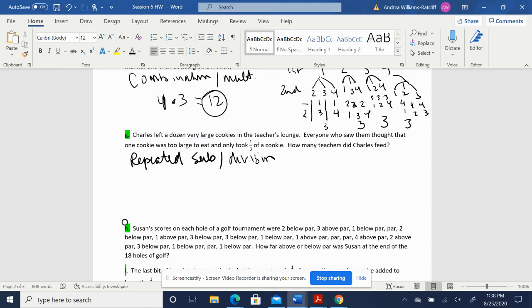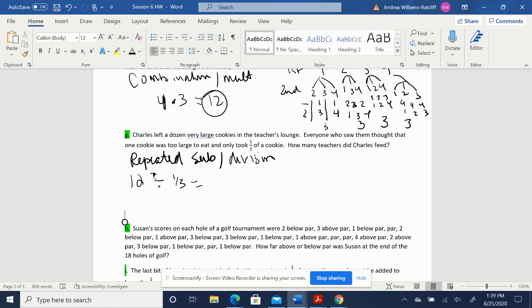I know how much I have to share. I know how much each person is getting. What I don't know is how many people I can share with. Okay, so here I know what I'm giving to each person. I just don't know how many people are going to get it. Okay, that is the repeated subtraction model. Okay, so we start with a dozen, and we want to know how many people can get a third of a cookie from that dozen.